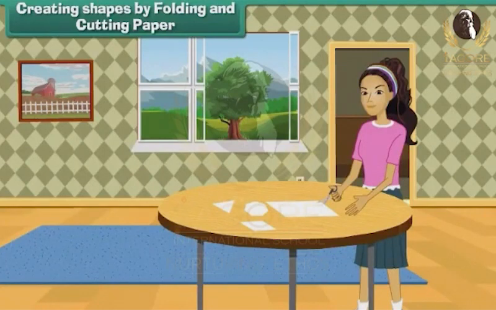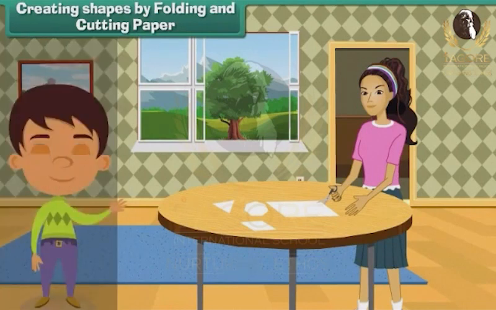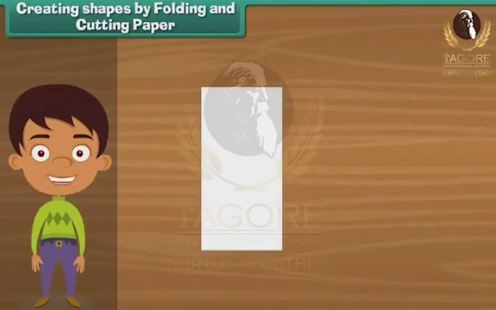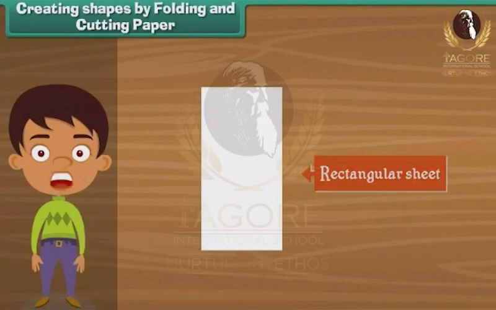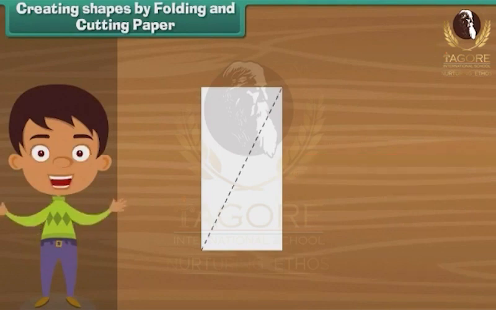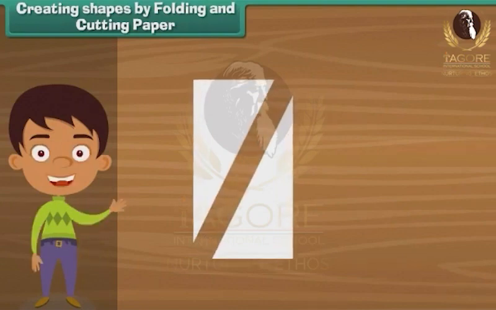Creating shapes by folding and cutting paper. Anu is busy cutting paper. She has cut paper in different shapes. Let us have a closer look at it. Anu takes a sheet of paper. What can you say about the shape of this sheet? Yes, it is rectangular in shape. Anu tries to make a triangle out of it. Draw a dotted line on this sheet of paper like this. Cut the paper on the dotted line. Now what you see is a triangle.